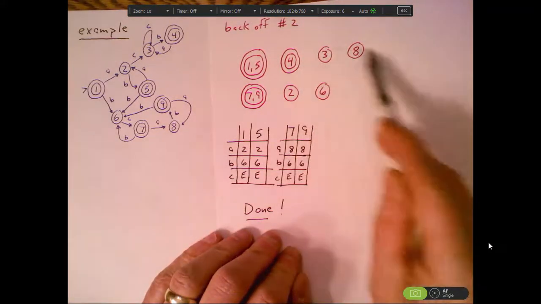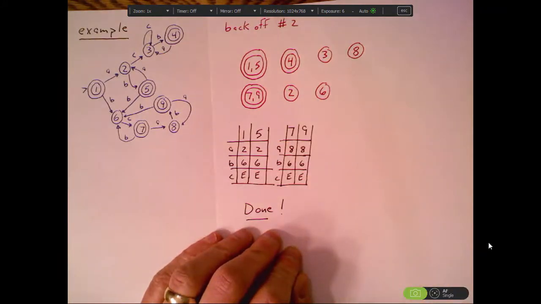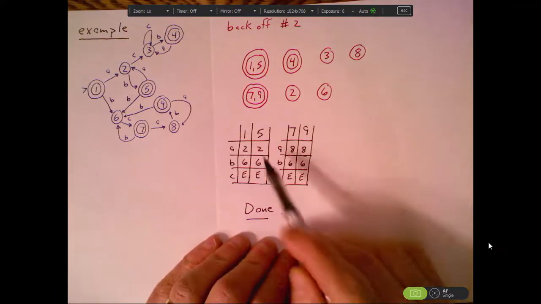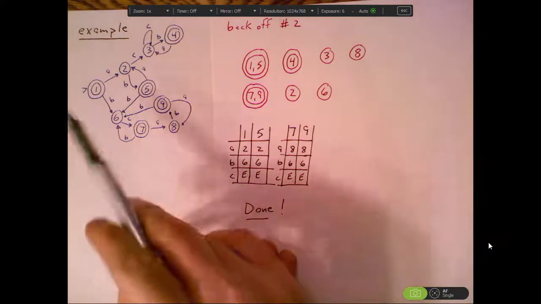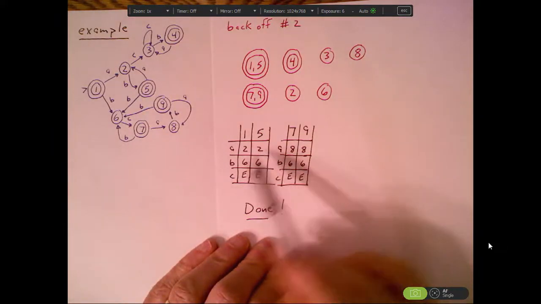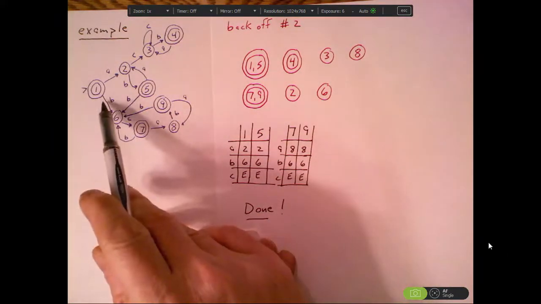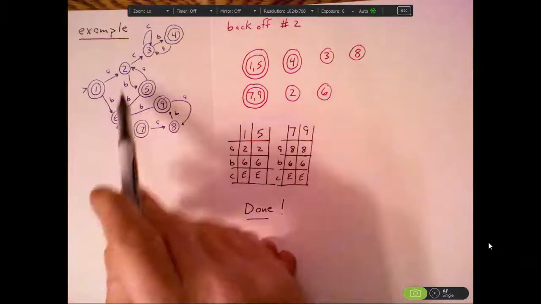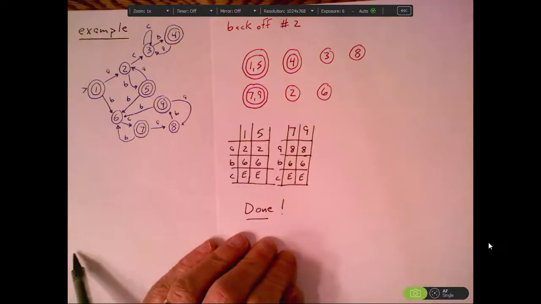So again, we don't need to check these singletons. They've already been split as far as they can be split. So we just need to look at 1, 5 and 7, 9. So looking at 1, 5, 1 on an A goes to 2. That's its own state now, so I'm just going to call those states their original names. 1 on a B goes to 6. 5 on an A goes to 2. 5 on a B goes to 6. So in fact, those can stick together. 1 and 5 still have the same behavior.